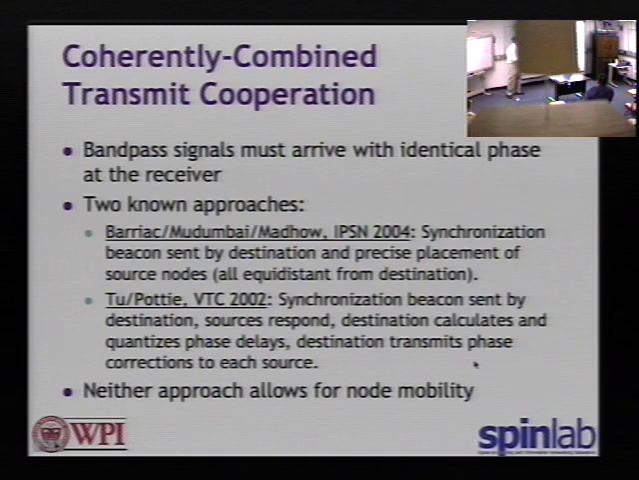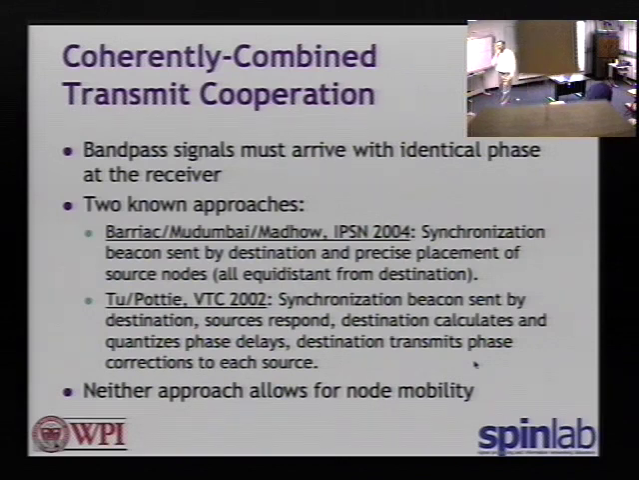The other idea that I found was Greg Potty, from 2002. The idea basically is to send a synchronization beacon. It's pretty brute force, basically. Sources respond, he computes the total round-trip phase delay, transmits a phase correction to each of the sources, and the sources all locally correct their oscillators, and it all works. So there's a lot of handshaking to make this sort of thing work. And again, if you've got mobility in the system, you might have to do this very frequently to make it happen. So, what about GPS?